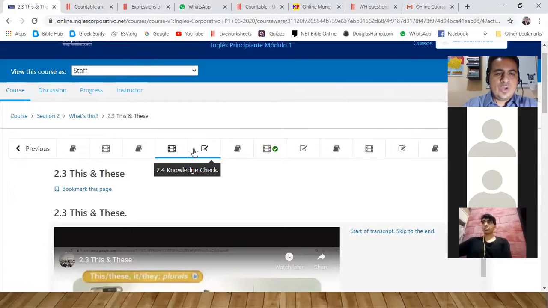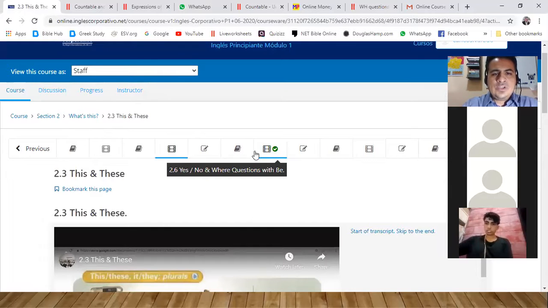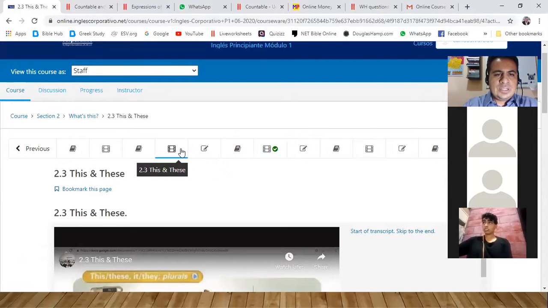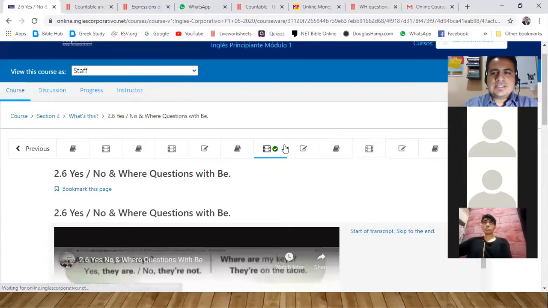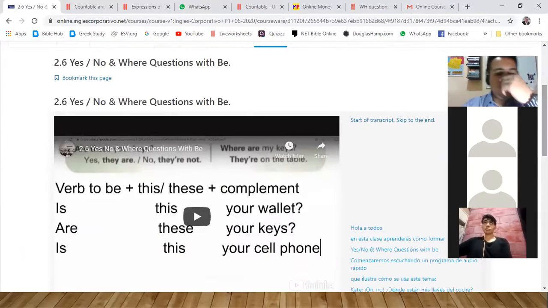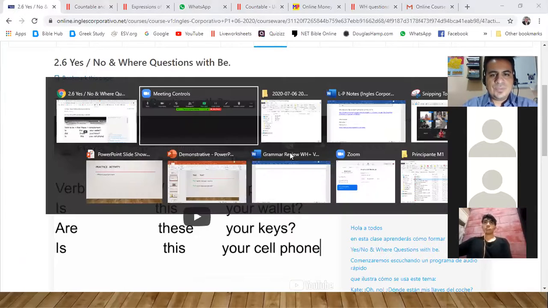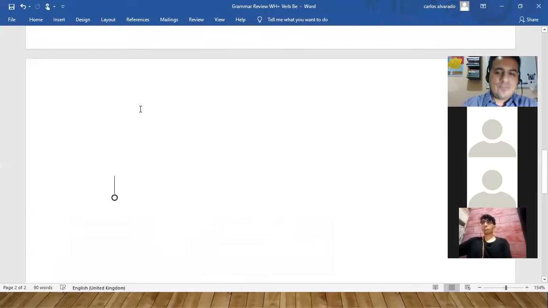So I want to share my computer with you. 2.3 is this and these. Let's go to 2.3, 2.4, knowledge check, 2.6. Oh no, before that, I have something. Ya vamos a terminar con esta, but I forgot. I have something for you. Okay, very good. Before we do that.